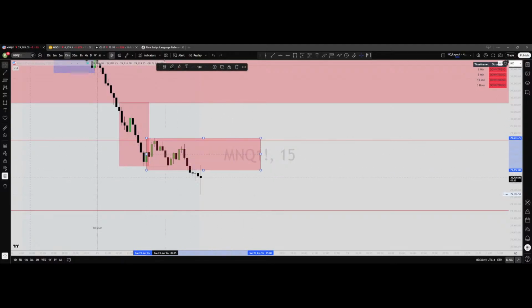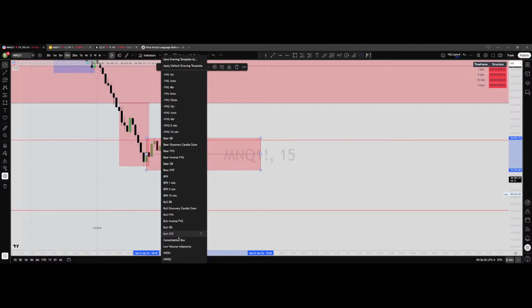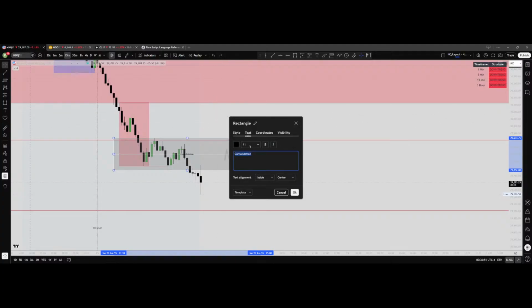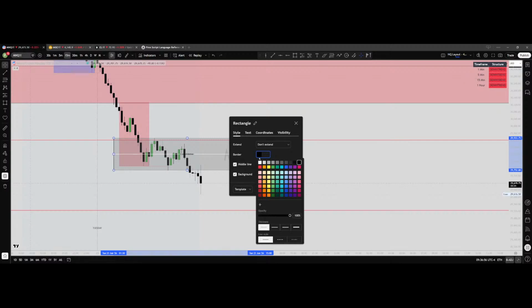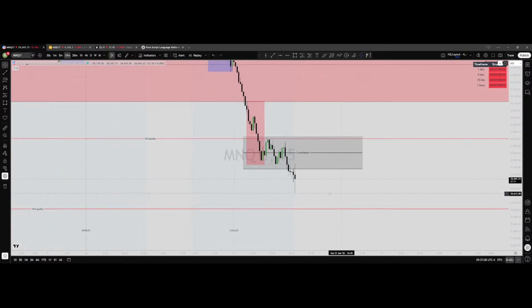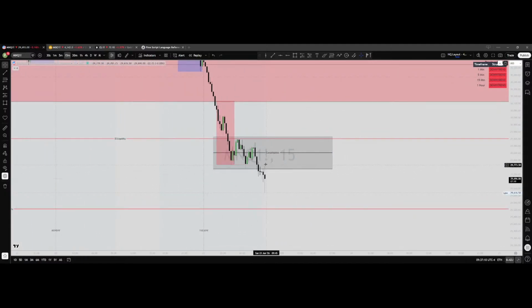I'm just going to mark this consolidation zone, consolidation box. Okay. We have a consolidation box right here, which is just for AMD. So as of right now, we do not have any levels that we are working on.